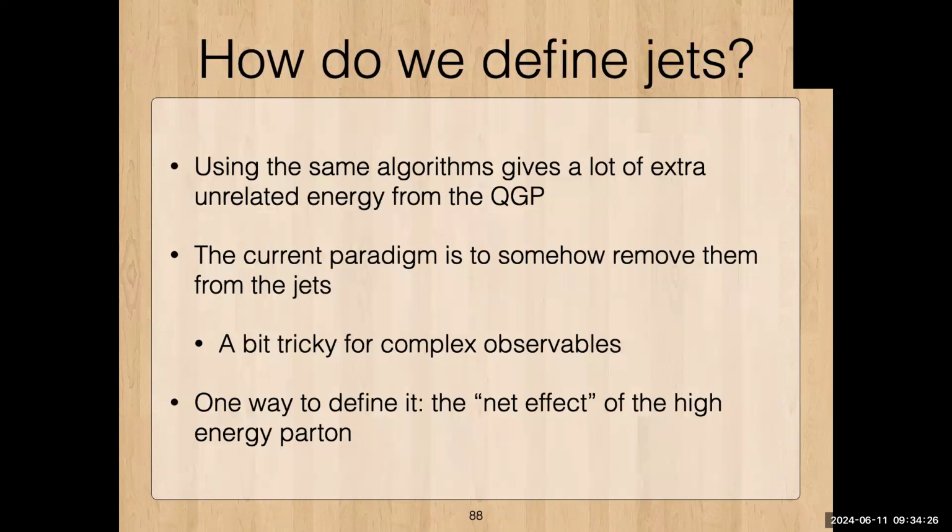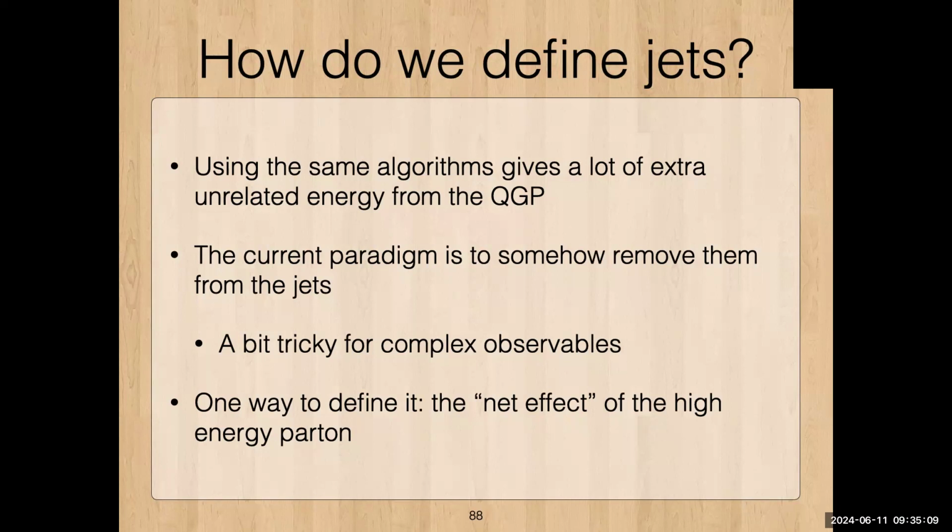Okay, the presence of this makes the definition of jets a little bit more complicated than in the vacuum case, so let's talk a little bit more about that. If we just run blindly with the same algorithms, we just clutter everything. We will have a lot of unrelated energy from the decay of the quark-gluon plasma, which is usually not what we want to study. Sometimes yes, but usually not. The current paradigm is that we want to somehow remove them from the jets. Is it for good or bad? We can debate, but that's how people currently do it.